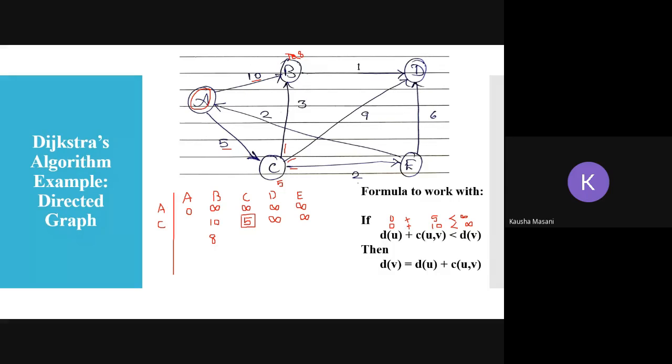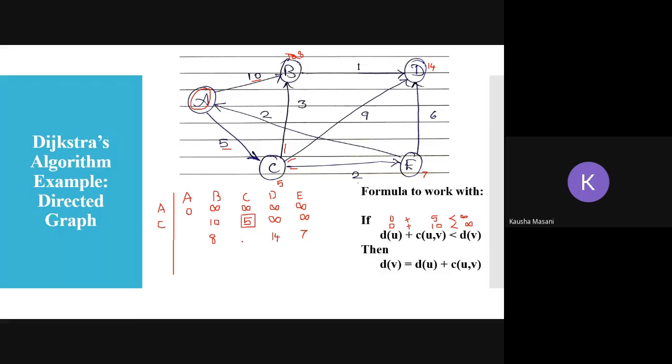Now C to C is obviously not going to get considered. Now C to D. C to D is 5 plus 9. 5 plus 9 is 13. Oh, sorry, 14. 14 is obviously less than infinity, so in the table, instead of infinity, you are going to write 14. Now look at C to E. 5 plus 7. 7 is less than infinity. Yes, so write 7. So this is 7 here, and this is 14 here from vertex C.